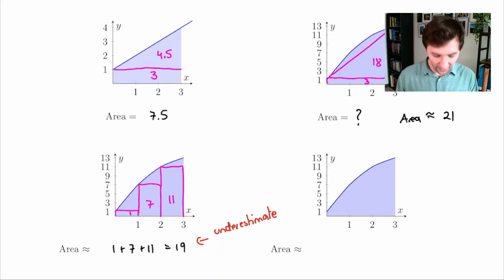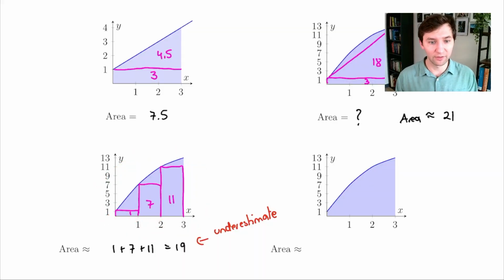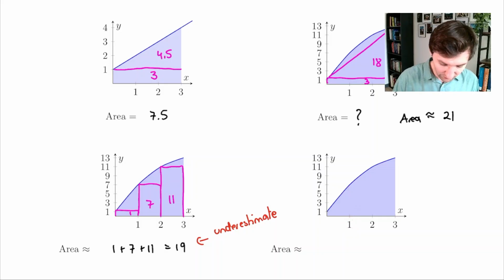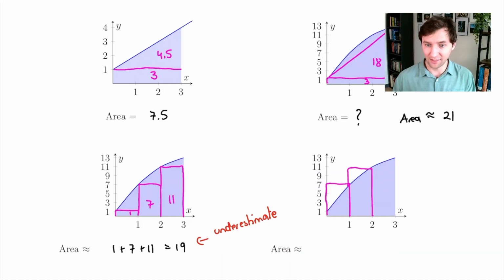To determine the heights of these rectangles, I used the value of the function at the left endpoints. What would have happened if I used some other point, for example, the right endpoint of each subinterval? On the first subinterval, the right endpoint is 1, the value of the function at 1 is 7, which means that the first approximating rectangle has the height of 7. The second approximating rectangle will have the height of 11, because the value of the function at 2 is 11.